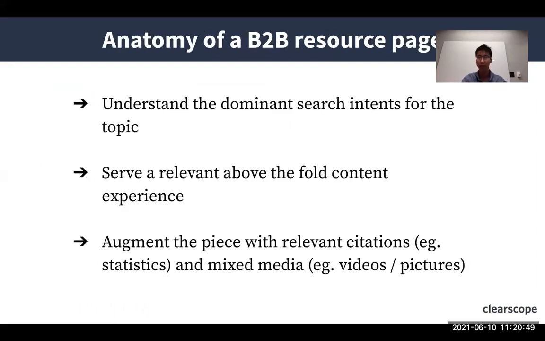The anatomy of a B2B resource page is that you want to understand the dominant search intents for the topic, right? We looked at AI for retail and it was actually a little bit scattered. It was sort of like, what's the impact of AI for retail? What are some examples? All of that stuff. So understanding which ones are more likely to show up, I think the real world applications thing probably showed up the most when I was looking at the search engine results page.